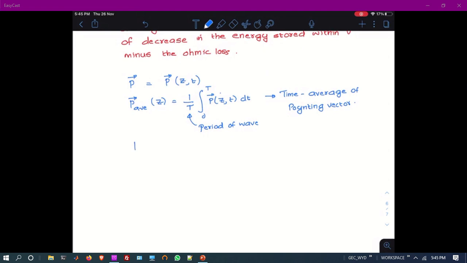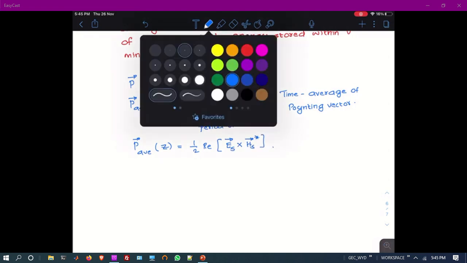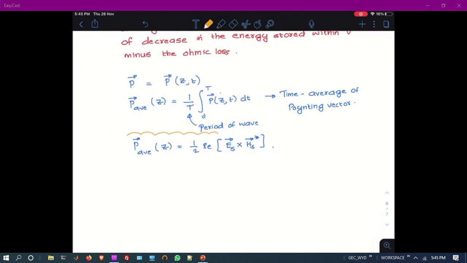And you can prove this also. The time average Poynting vector is equal to 1 by 2 into real part of the phasor notation of Es cross Hs conjugate. Okay, this is an important expression. Here note that this is actually the phasor.